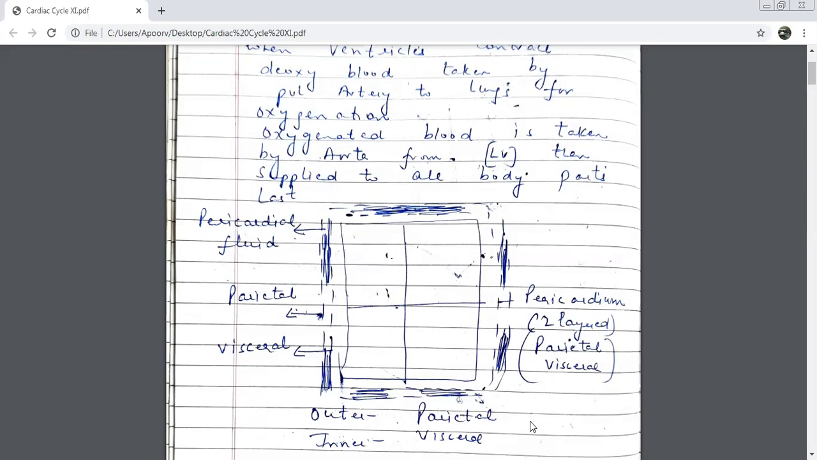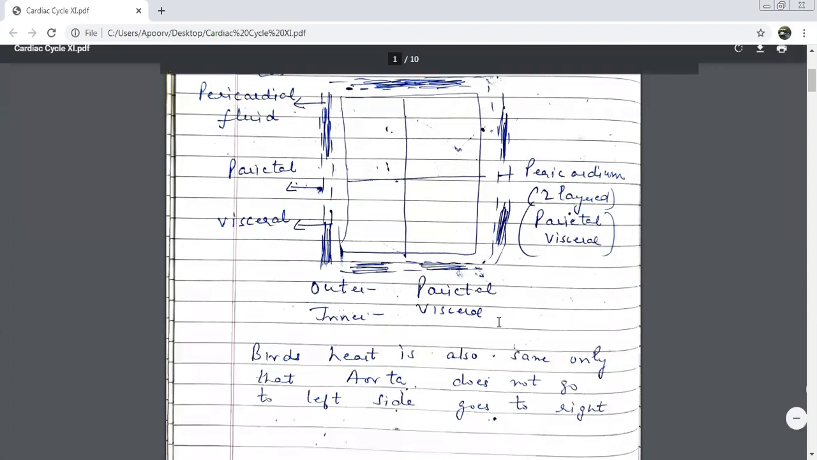This is the pericardial fluid. Why do we have this fluid? Can you guess why fluid is filled between these 2 membranes? To protect from shocks. Yes, exactly, perfectly right. If any shock comes to the heart all of a sudden, this membrane is going to protect it and this fluid is also going to protect it.